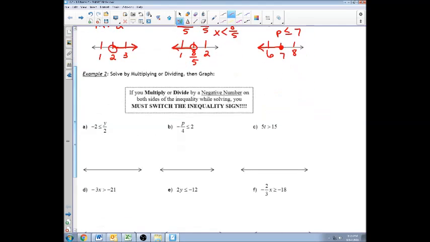Now, this is the one little thing we need to watch for when we are solving inequalities. If you multiply or divide by a negative number on both sides of the inequality while solving, you must switch the inequality's sign.